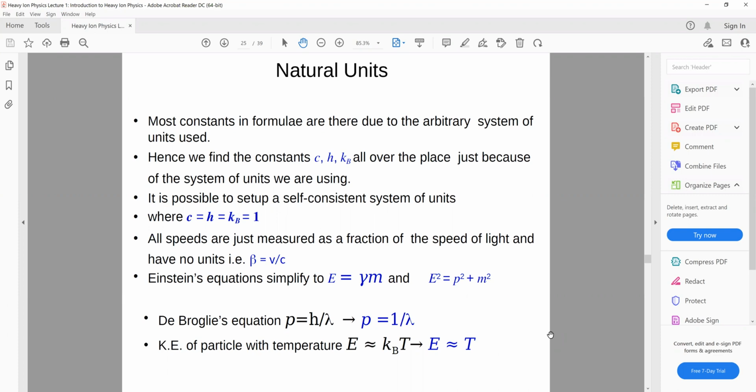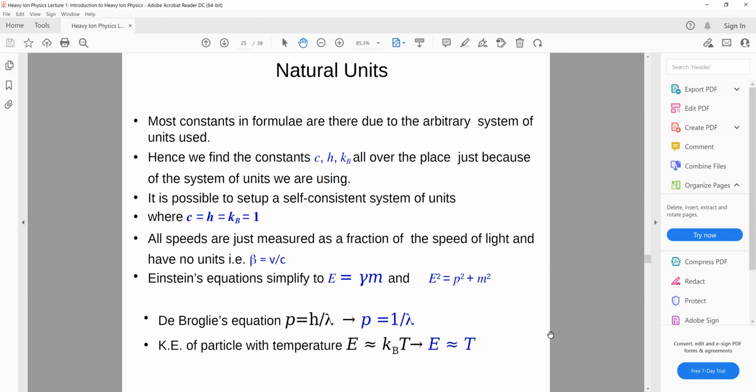Okay, so since c is equal to 1, your beta becomes equal to v. So your speeds become dimensionless, they have no units. Also, Einstein's equation simplifies to E equal to gamma m, because E squared is p squared plus m squared. So you don't have to carry all the powers of c. E squared is p squared c squared plus m squared c to the power 4. You don't have to carry all these things. You just have E squared equal to p squared plus m squared.